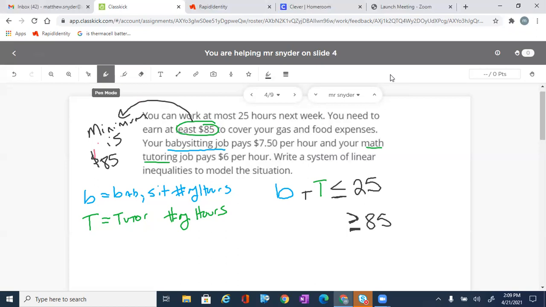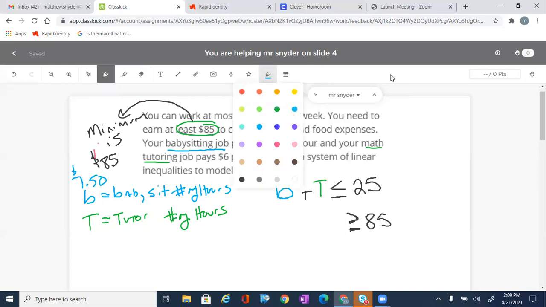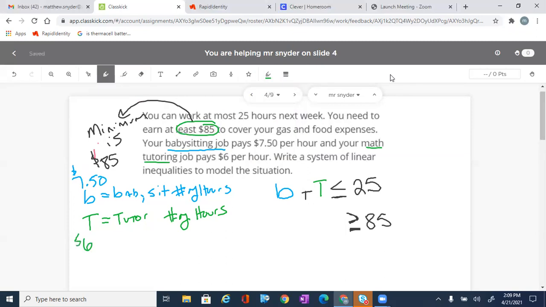Now all we've got to do is think about how much we're going to make in babysitting and how much we're going to make in tutoring. The thing that it tells us is babysitting is $7.50 per hour, and math tutoring is $6 an hour. And we just have to build that relationship. Well, if we work 1 hour of babysitting, we'd make $7.50. If we work 2 hours, we'd make $15, we'd double it. If we work 3 hours, we would triple it.